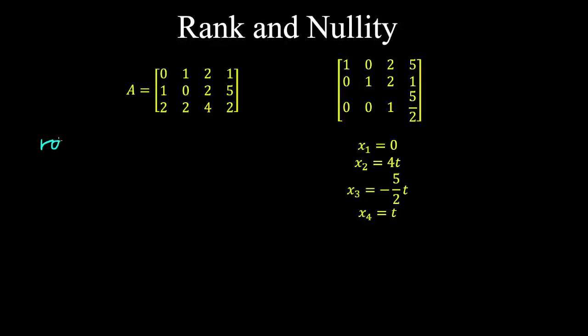The rank of some matrix A, which has some number of rows by some number of columns, is equal to the common dimension of the row space of A and the column space of A.